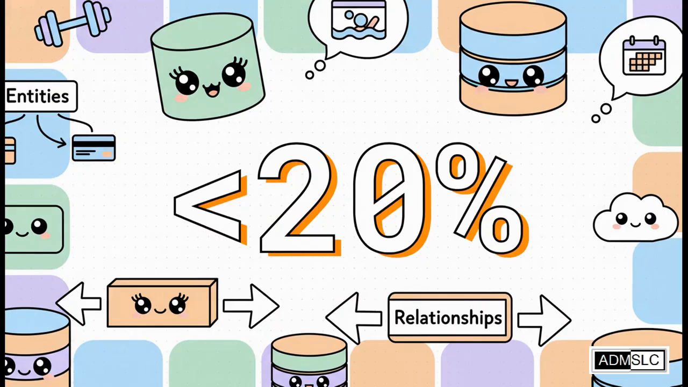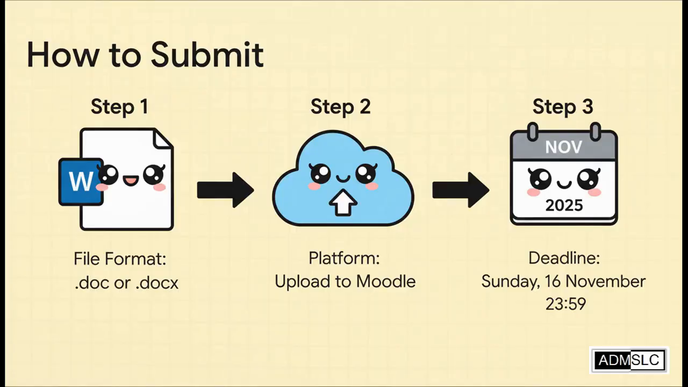And here's a pro tip for you. Check your Turnitin similarity score before you hit that final submit button. You need to make sure it's below 20%. When you're ready to submit, the instructions are simple and clear. It's got to be a Word document, uploaded to Moodle before that final deadline.